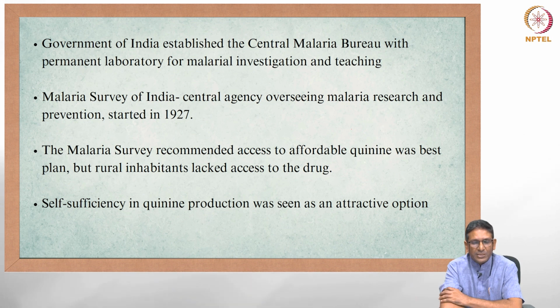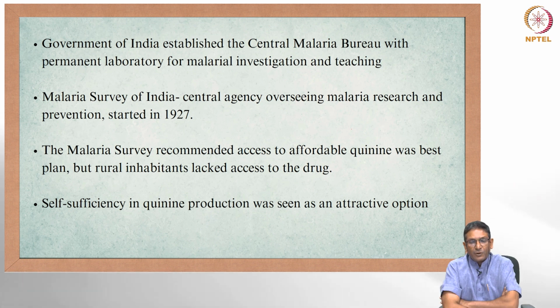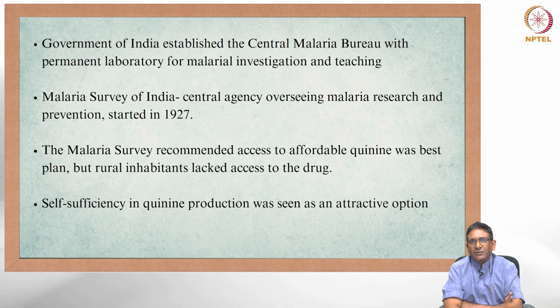So the central government also established the Central Malarial Bureau with a laboratory for that kind of research and also for some level of teaching. Also at the central level, the Malaria Survey of India was formed to oversee malarial research and prevention. This was started in 1927, and the Malaria Survey of India recommended that quinine should be affordable and accessible to people.